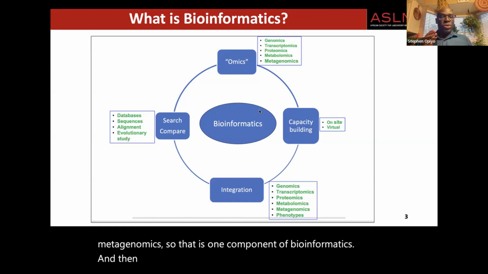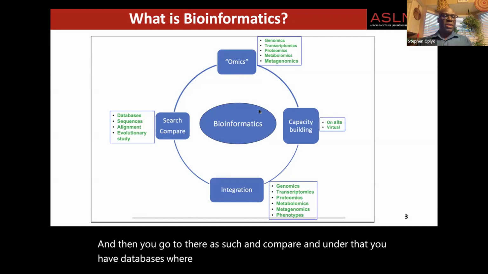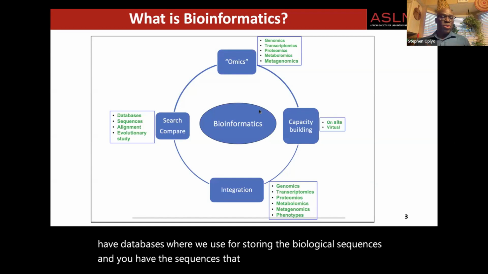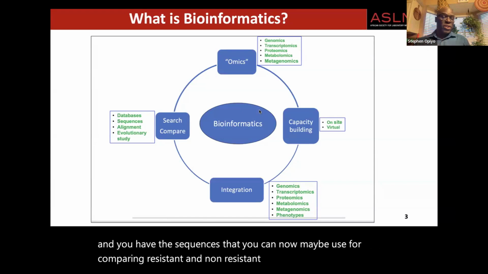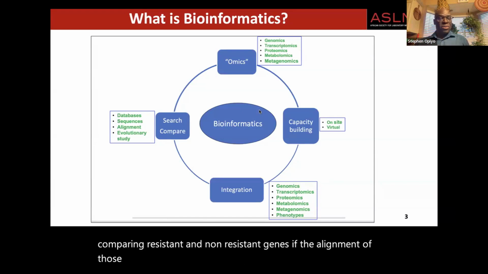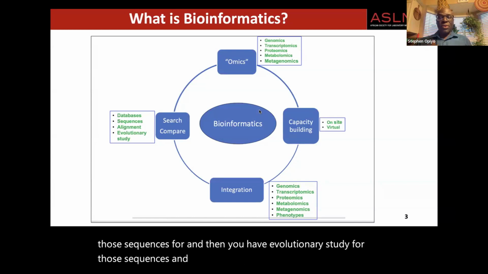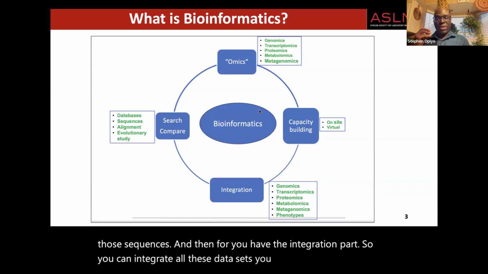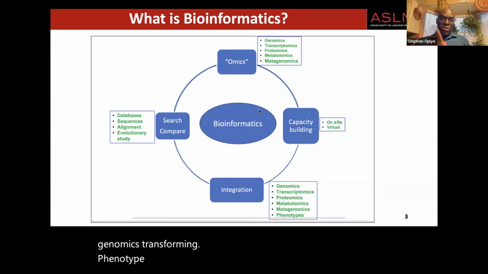And then you go to search and compare. Under that, you have databases that we use for storing the biological sequences. Then you have the sequences that you can now maybe use for comparing resistant and non-resistant genes. You have the alignment of those sequences and then you have evolutionary study for those sequences. And then after, you have the integration part. So you can integrate all these data sets. You can integrate genomics, transcriptomic, phenotype data.